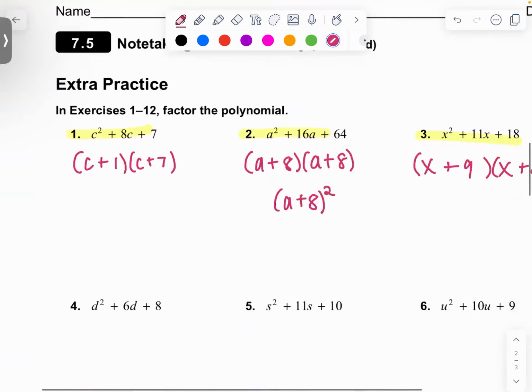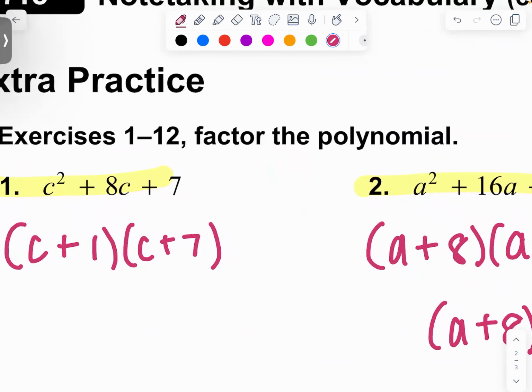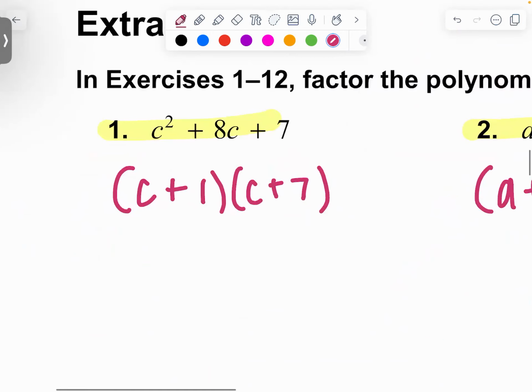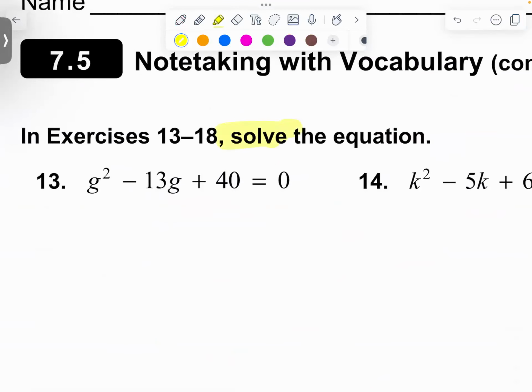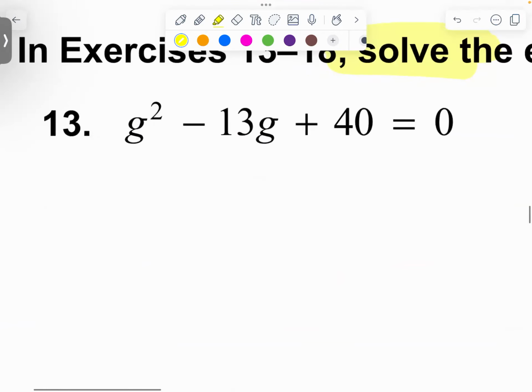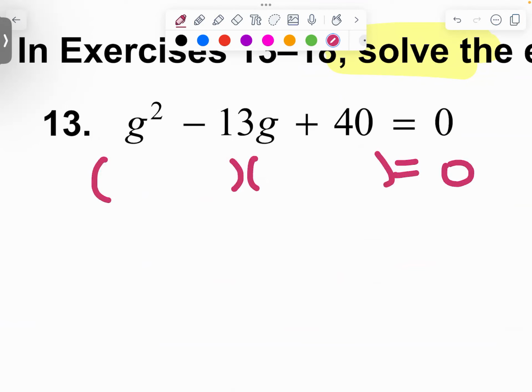What were the instructions on this page? What we just did, it asked you to factor the polynomial. And when I ask you to factor the polynomial, you're giving me the parentheses with the stuff inside. Now, when I ask you to solve the equation, number one, it's an equation. Number two, I'm asking you for x equals, in this case, g equals. So what can we do with this left side over here? Can we factor this? Correct.